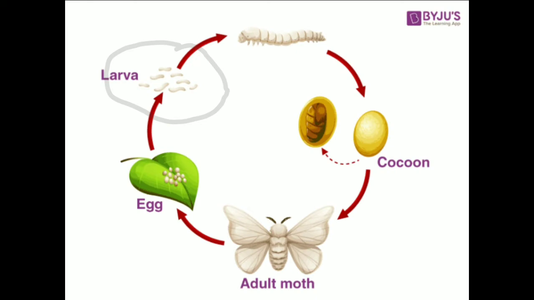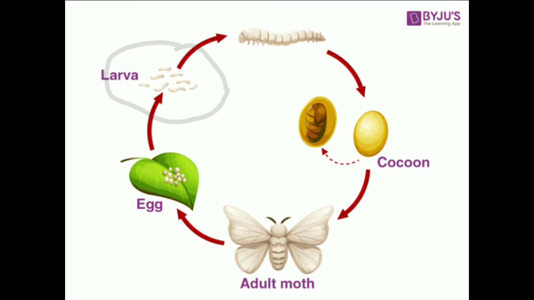Now comes the larva stage. Larva stage in silkworm. The silkworm that hatches from an egg is also known as a caterpillar. It is small, 6 mm long, and gray or creamy in color. The body is divided into head, thorax, and abdomen.